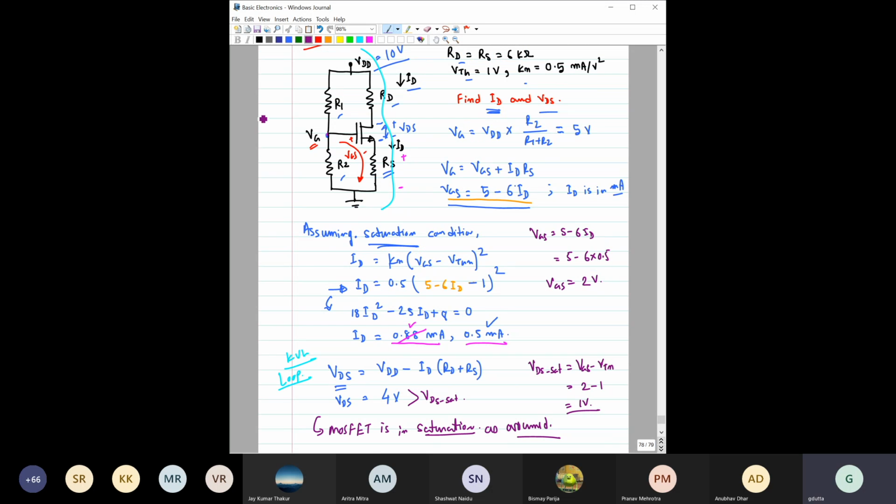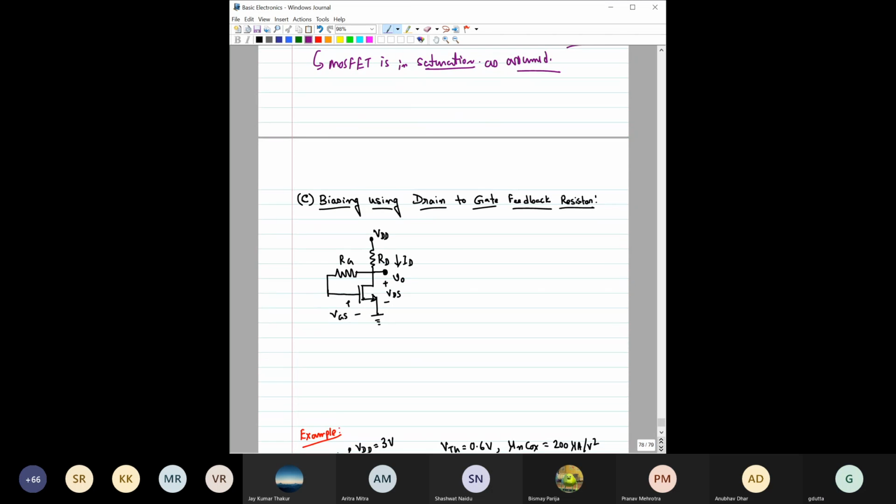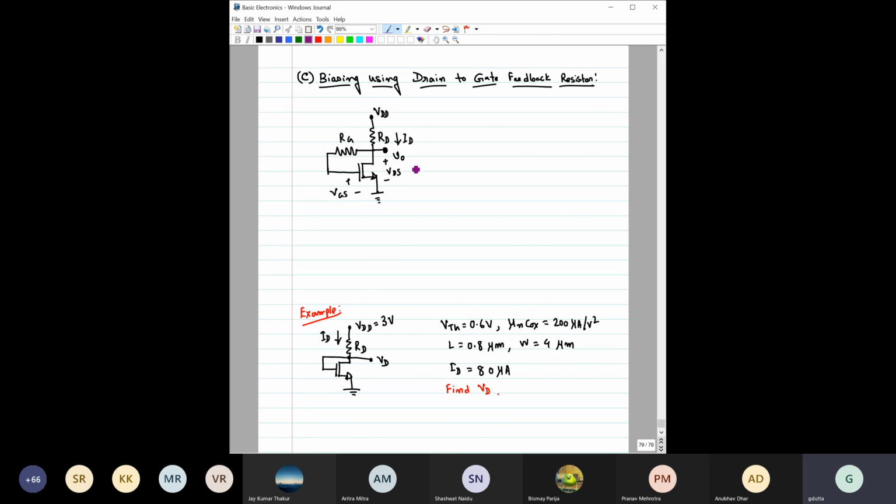Is this part clear to you? It's quite straightforward, right? Just solve a couple of KVL equations. That's all. Now this is an interesting thing: the biasing using drain to gate feedback resistor. Here we have this VDD, we have RD from the drain, and from this drain we have taken a resistor and connected it to the gate terminal.